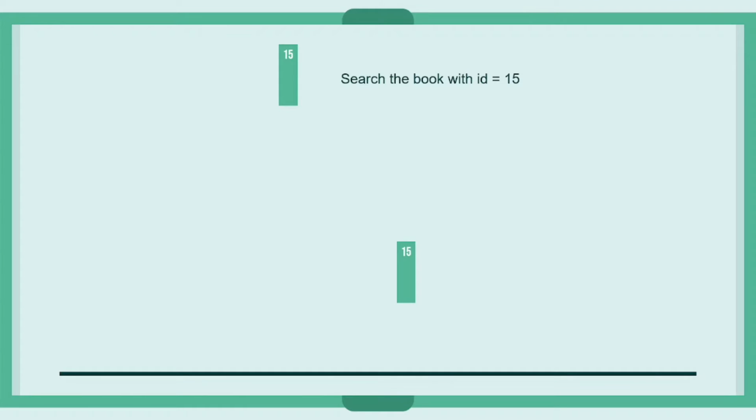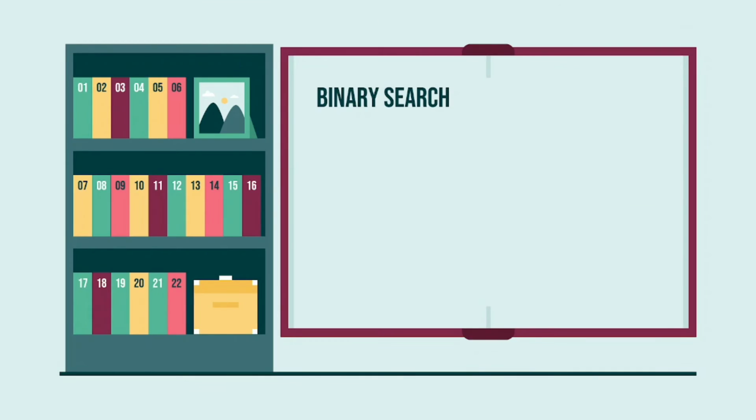This method is called binary search. Binary search is also called divide and conquer, because you divide the array into two parts and you find the element in the rest part of the array.